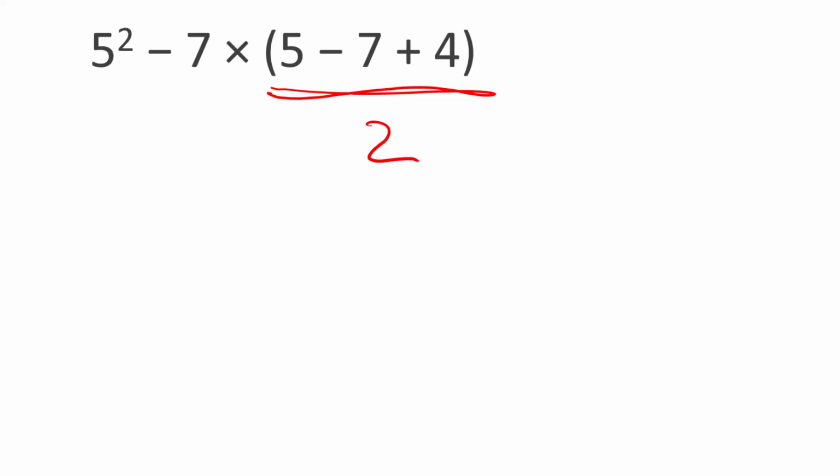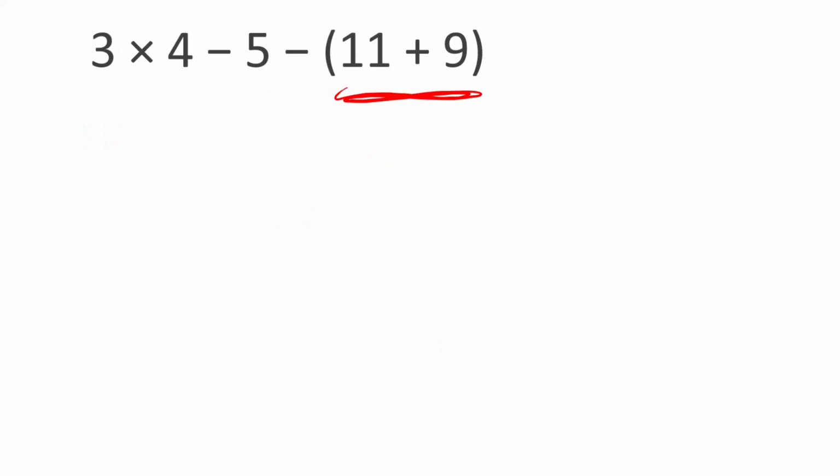Anyway, then we do the orders. 5 squared. 5 5s are 25. So we have now 25 minus 7 times 2. Well, the 7 times 2 is done next. 2 7s are 14. So what we actually end up with is 25 minus 14. And that gives us our final answer of 11.